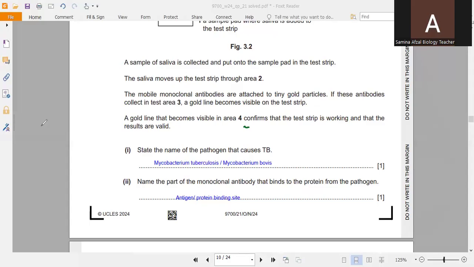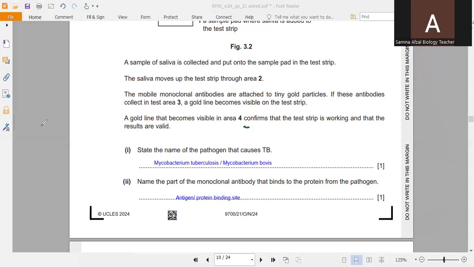So the first question in this regard is, state the name of the pathogen that causes TB or tuberculosis. As you know, 2 different types of bacteria can cause tuberculosis. They are Mycobacterium tuberculosis or Mycobacterium bovis. So both of these bacteria are the bacterial pathogens which can cause tuberculosis.